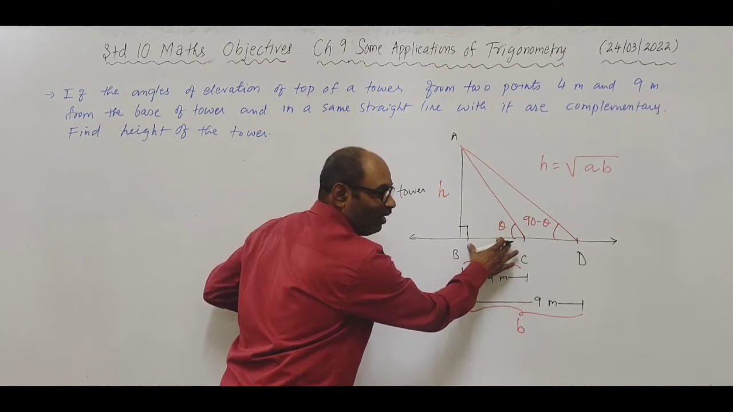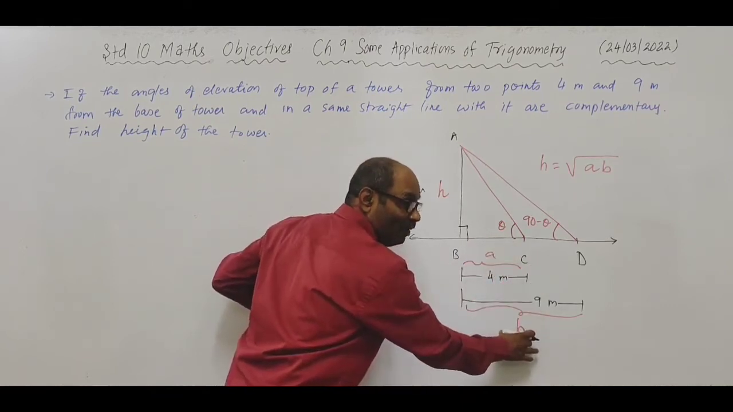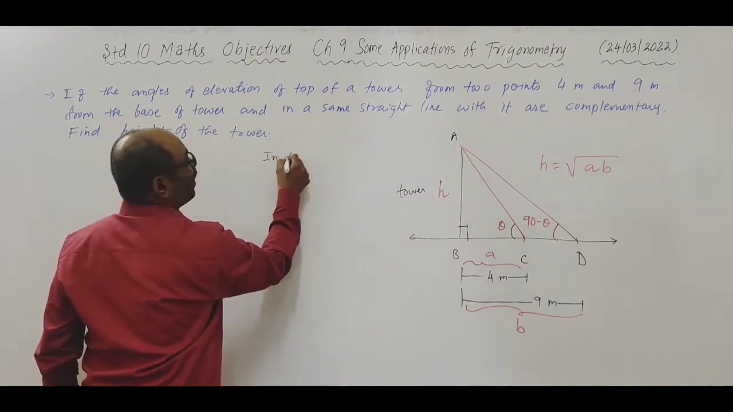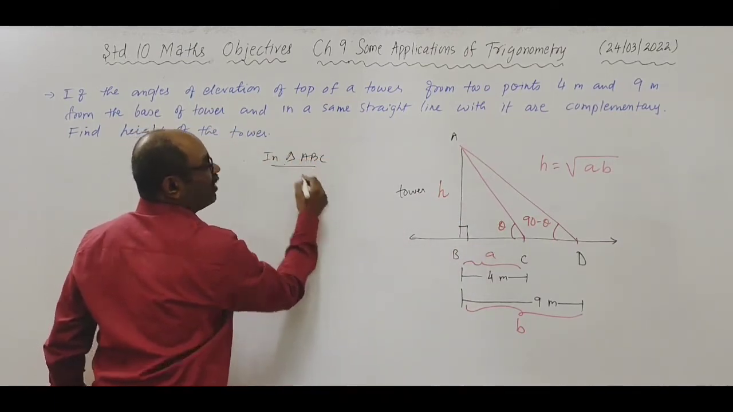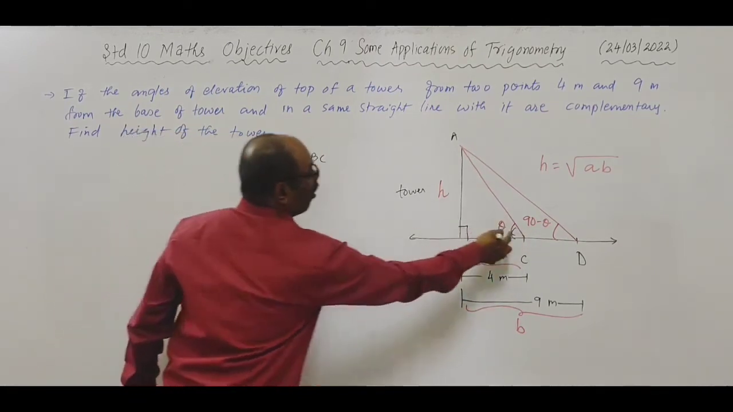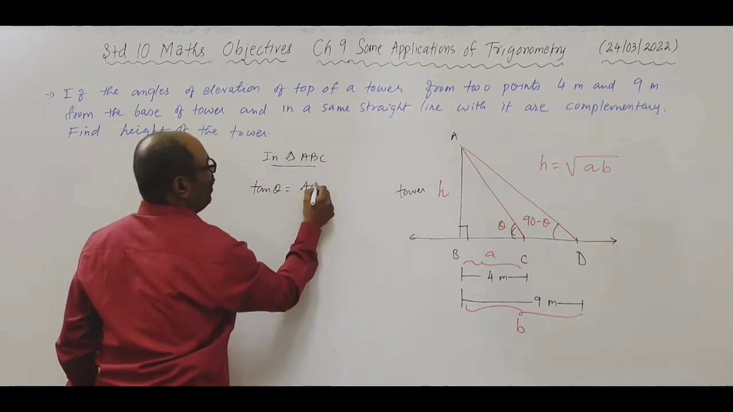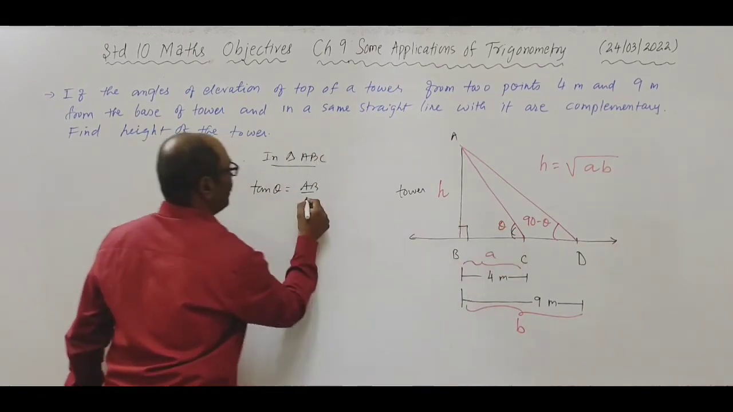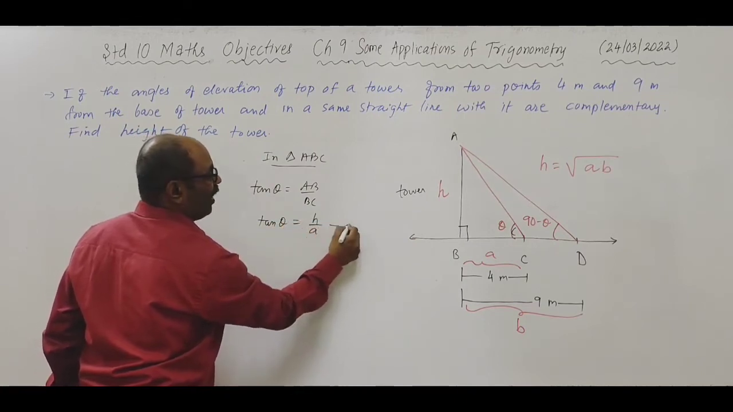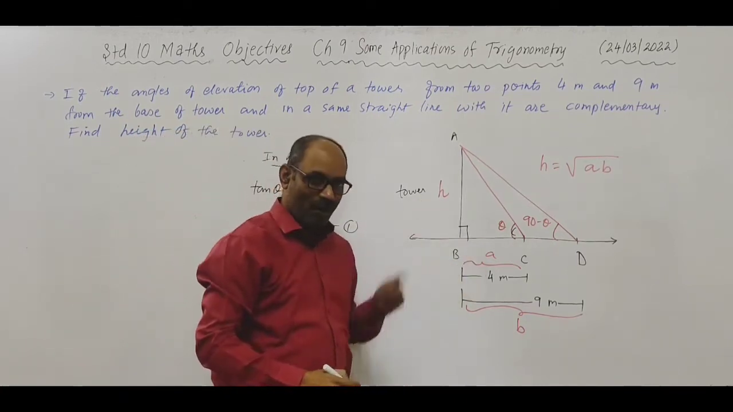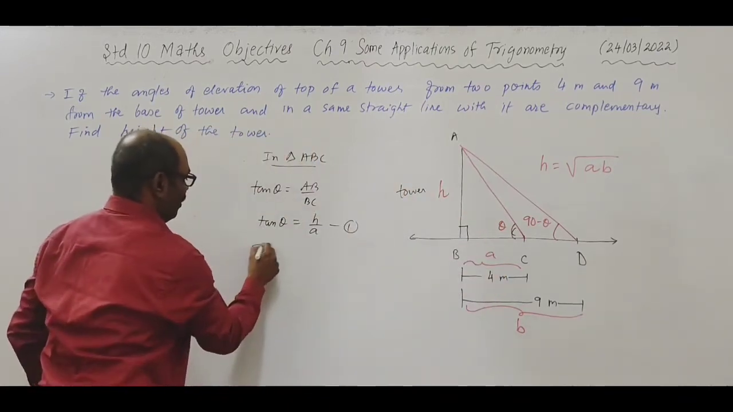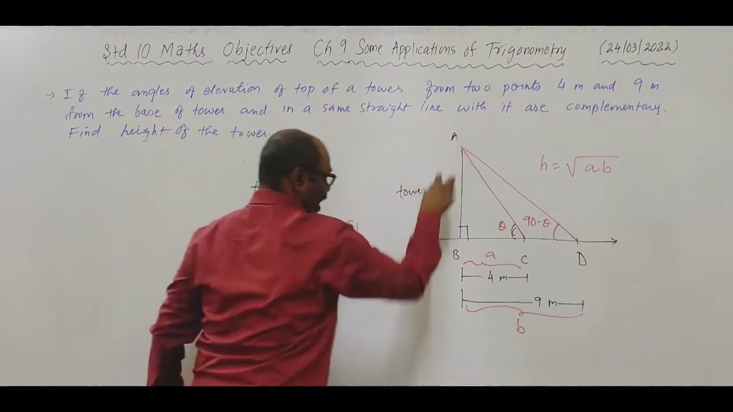BC is what? A. And BD is what? B. Let's go. In triangle ABC, the angle is theta. So tell me, tan theta is opposite side, that is AB, upon adjacent side, that is BC. So tan theta is H upon A. Result 1, H upon A. Okay. Next triangle is ABD.